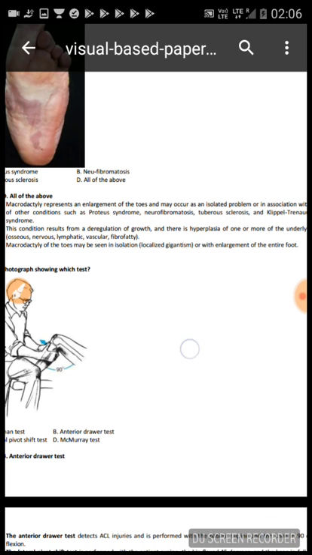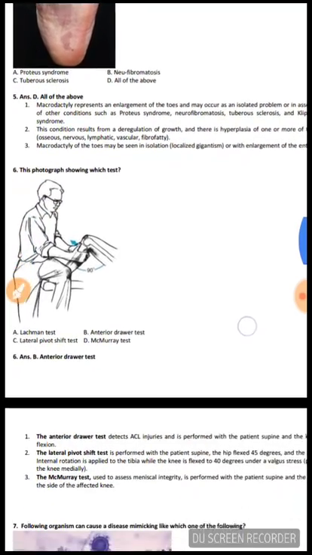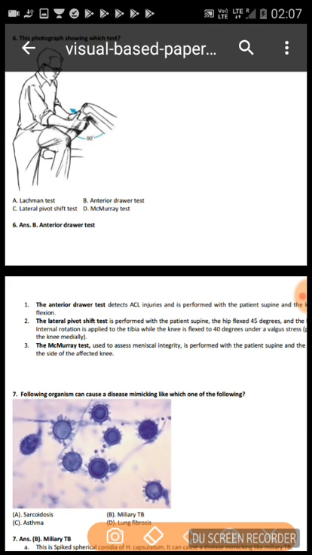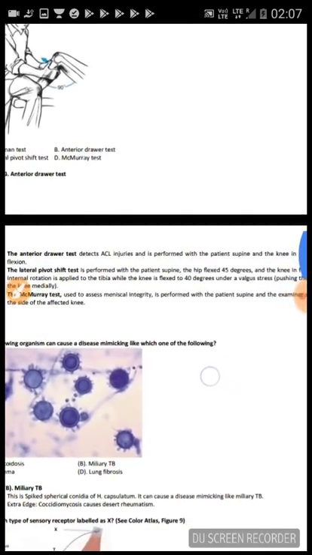So just know these little points about these syndromes, and you will be able to answer the questions from them. Now this photograph shows which type of test. Now in orthopedics there are many tests, so you must know how to do different tests, and they may ask you by giving a picture. Like in last year's AIIMS exams, they gave one clinical picture and asked which type of test the doctor is doing. So here the doctor is doing the anterior drawer test, and it is basically done for ACL injury and is performed when the patient is supine.